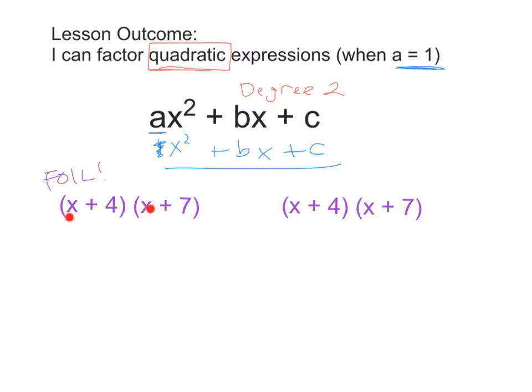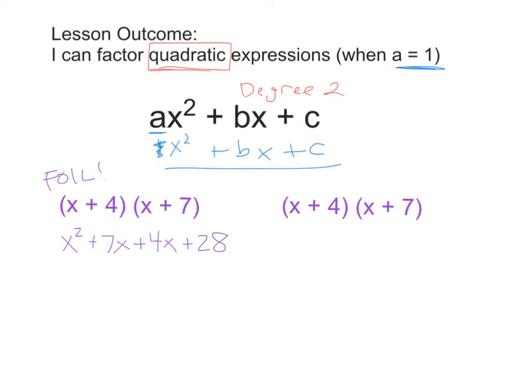So we need to multiply the first terms. That's x times x, and that gives us x squared. Then we need to multiply our outside terms, which is x times 7. So that's 7x. We're going to write plus 7x. Plus I, the inside terms, that's 4 times x, so 4x, so plus 4x. And then last, the L stands for last, and that's 4 times 7, which is 28.